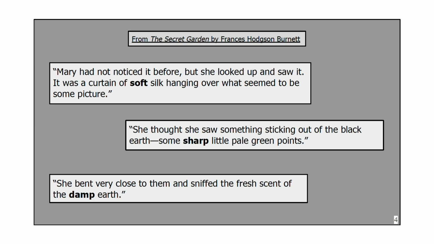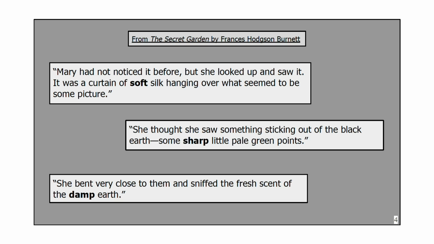Notice how Mary hasn't touched the curtain. She looks at it and predicts what the curtain probably feels like. This is because Mary has likely experienced a similar surface before. She can predict that the silk curtain will feel soft.